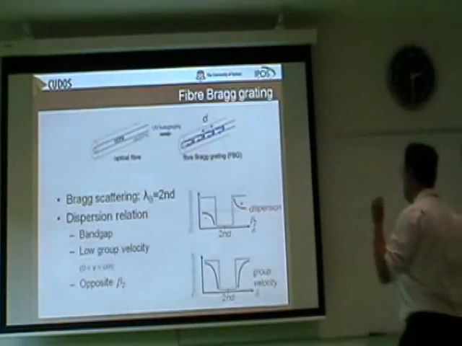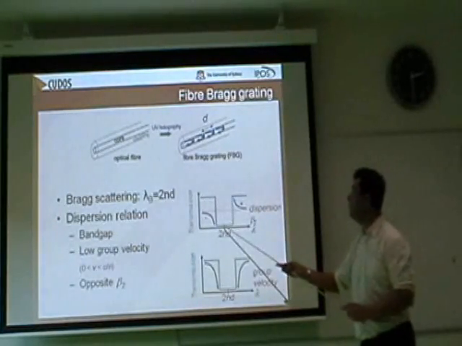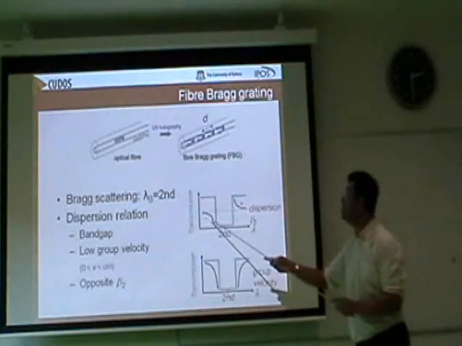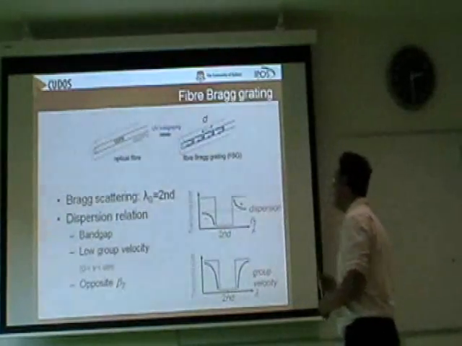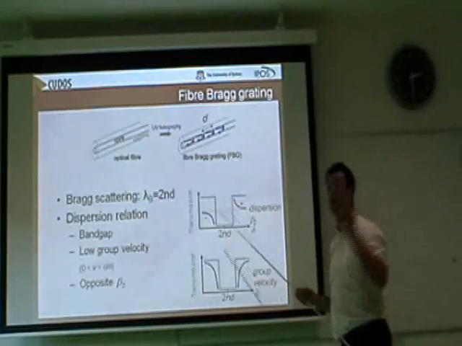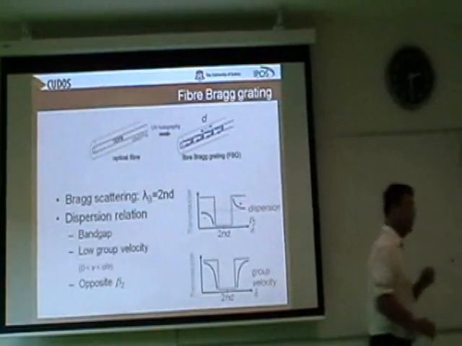Okay? So, this grating does more than simply transmitting or reflecting light. It has this very strong dispersion associated with it. And of course it needs to have it, even though the transmission can be very high.